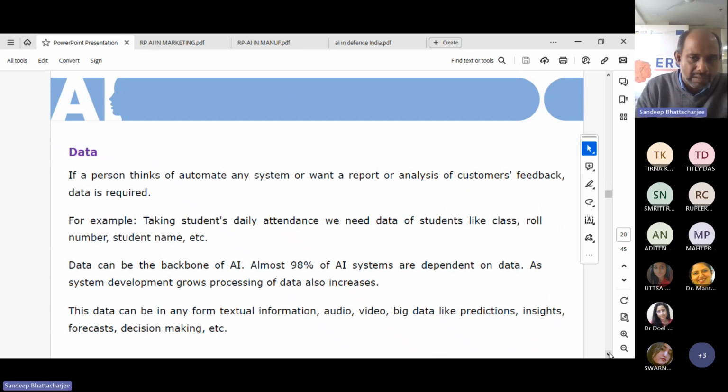So as I already mentioned, data is found everywhere. It can be something like data of students, class, roll number, name of the person. So data is the backbone of AI. We all know it. Almost 98% of AI systems. So what feeds AI? If you ask this question, the base answer is data feeds AI. So AI will improve when it has data, more data, sufficient data. As system development grows, processing of data also increases. So data can be in any form, as we already discussed: audio, video, big data, predictions, insights, forecasts, decision making.